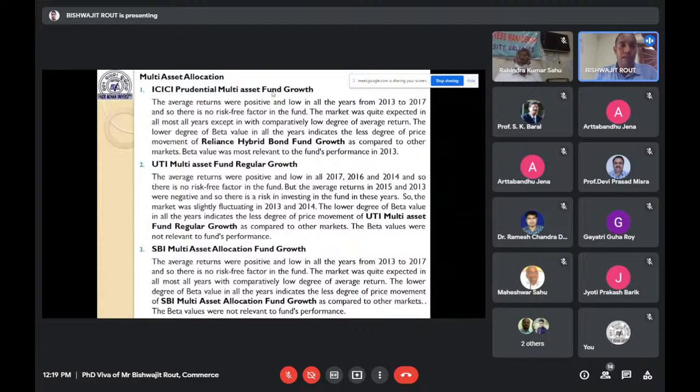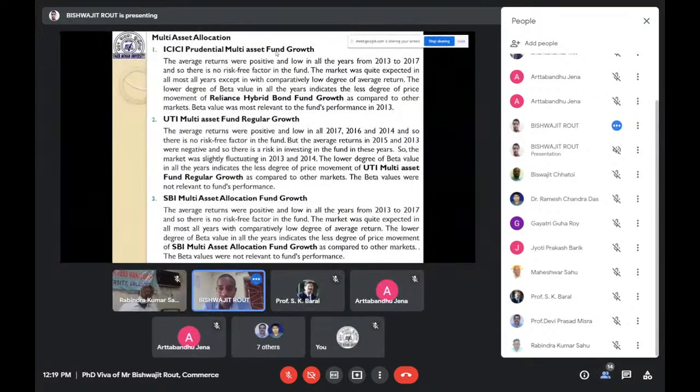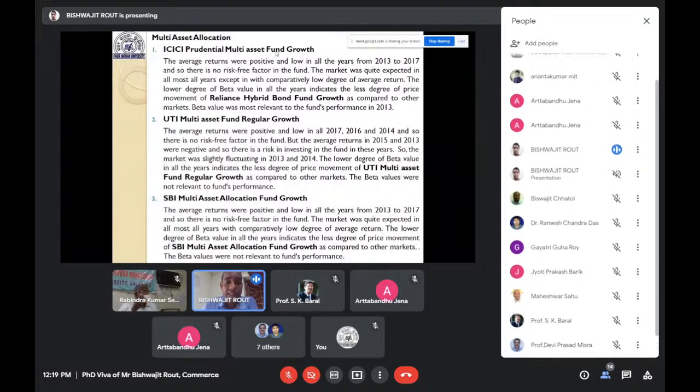The average returns were positive and low in all the years like 2017, 2016 and 2014, and so there is no risk-free factor in that fund. But the average returns in 2015 and 2013 were negative, and so there is a risk in investing in that fund in years like 2015 and 2013. So the market was slightly fluctuating in years like 2013 and 2014.